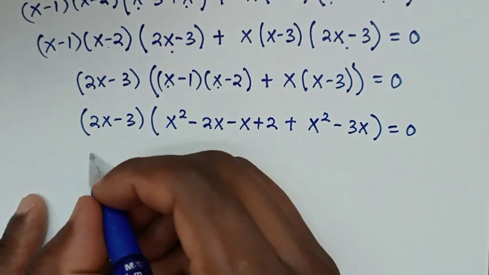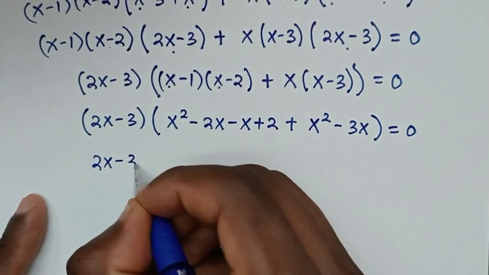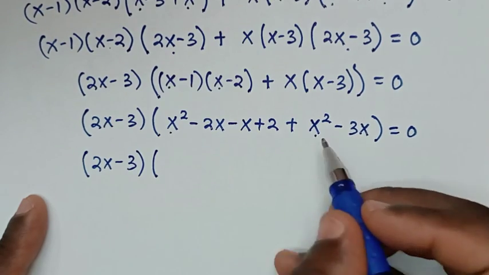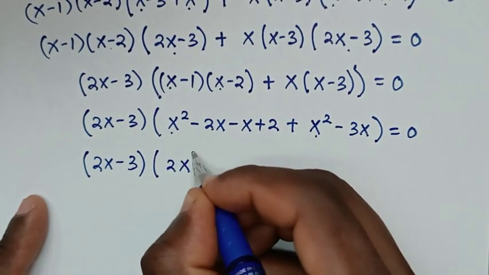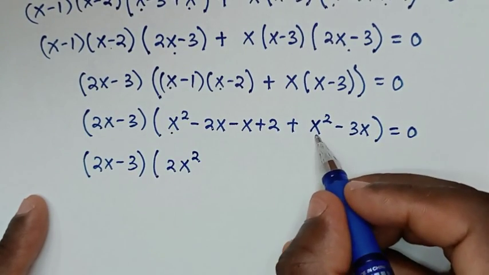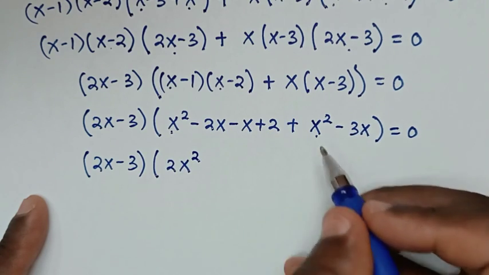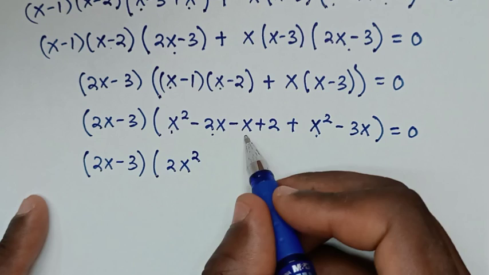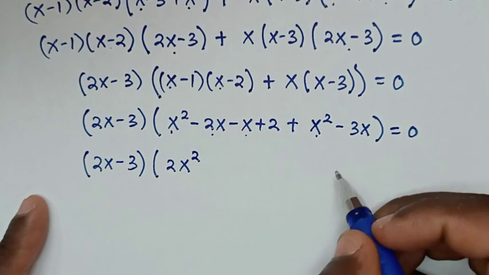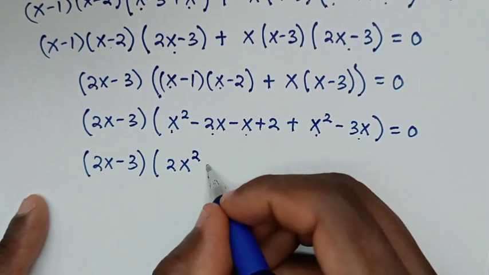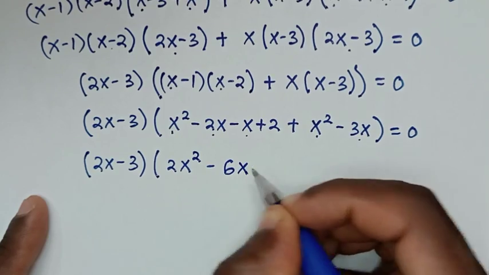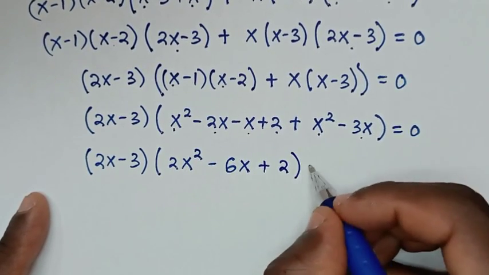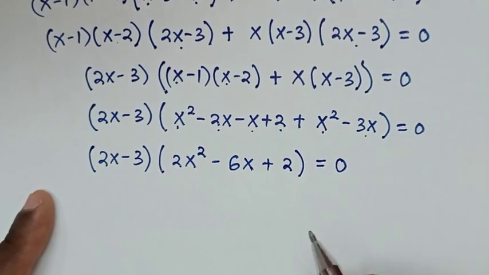Then it will be this, which is (2x minus 3), x square plus x square is 2x square. Then negative 2x, negative x is negative 3x. With this negative 3x, it will be negative 6x. Then plus this 2 is equal to 0.